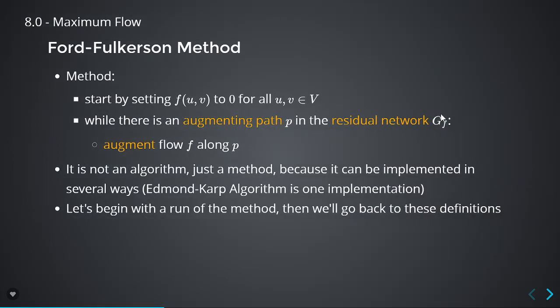Right. So we're going to talk about the Ford-Fulkerson method now, and this will look cryptic to you. You will go, what on earth is this? Start by setting f(u,v) to 0 for all pairs. Well, that's obvious. You start by not using any capacity at all. And while there's an augmenting path P in the residual network Gf, augment the flow f along P.